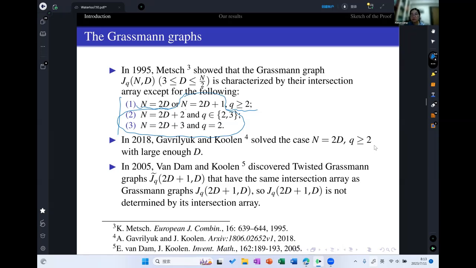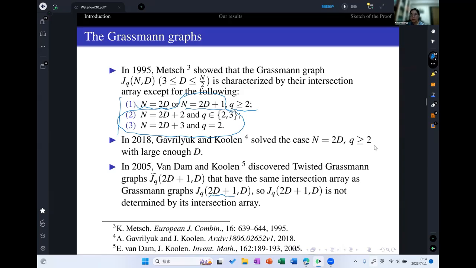For n equals 2d plus 1, in 2015, Van Dam and Koolen discovered the twisted Grassmann graphs that have the same intersection array as the Grassmann graph with n equals 2d plus 1. So from this, we know not all of the Grassmann graphs can be determined by their intersection array. And the twisted Grassmann graph is a difficult case. So we want to skip this difficult thing.